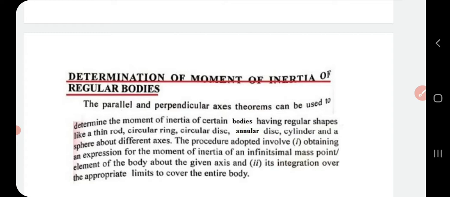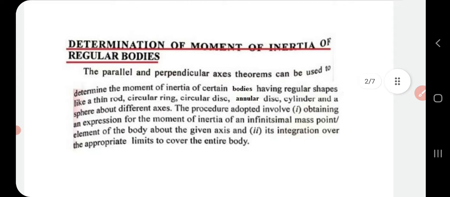So the procedure that is followed in each of these processes is listed here. First, we obtain an expression for the moment of inertia of a very small mass point or element of the body about the given axis. Then we integrate it over the appropriate limits to cover the entire body. From today onwards we are going to determine the moment of inertia of various solid bodies like circular ring, circular disc, etc.